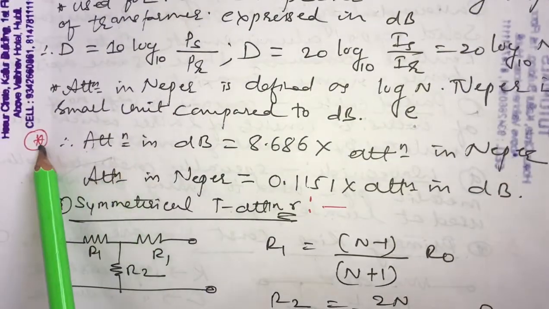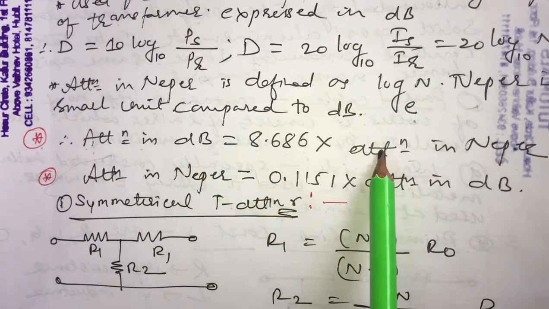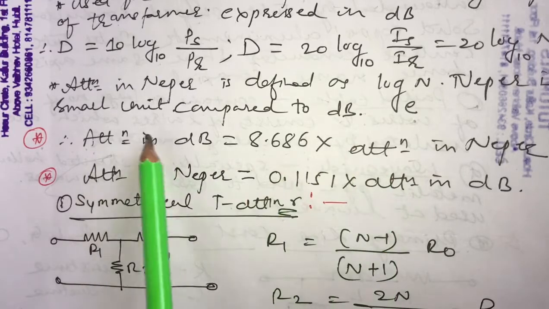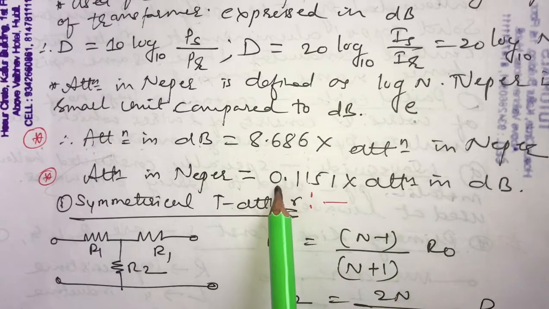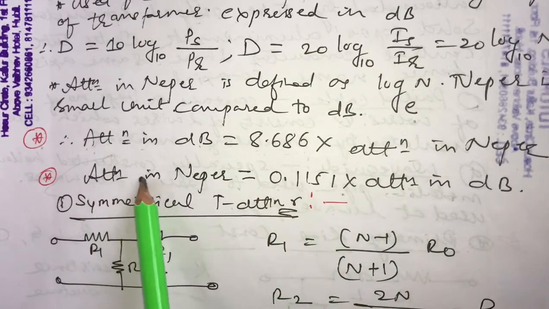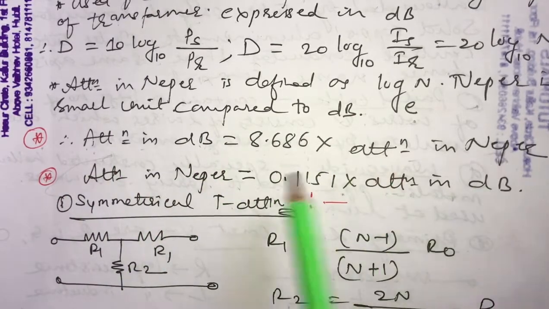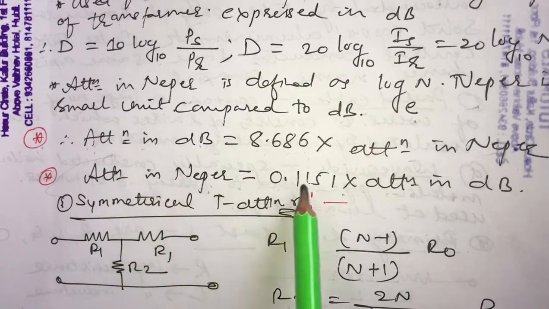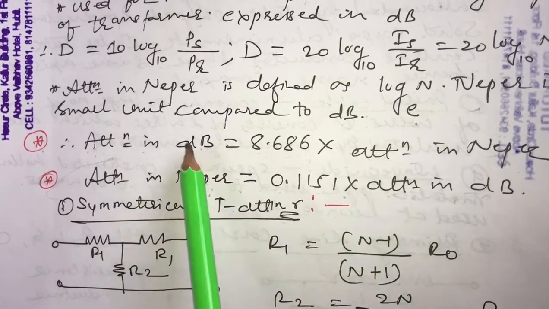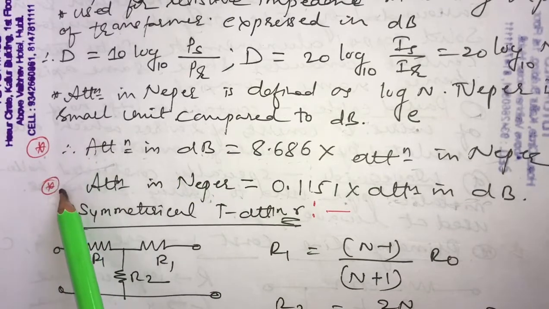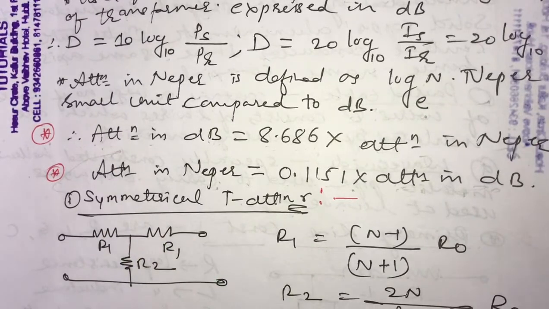A very important point to be noted from the exam point of view, remember this: attenuation in dB is equal to 8.686 into attenuation in Napier. So if we know attenuation in Napier, multiply by 8.686 to get attenuation in dB. Or if we need attenuation in Napier, multiply the given attenuation in dB by 0.115, then we'll get attenuation in Napier. Therefore I will repeat, attenuation in dB is equal to 8.686 into attenuation in Napier, or attenuation in Napier is equal to 0.115 into attenuation in dB. In this way we can obtain the attenuation in decibels or Napier. There is a definite relationship between dB and Napier. In the next video we will continue with the different types, symmetrical and asymmetrical attenuators, etc.